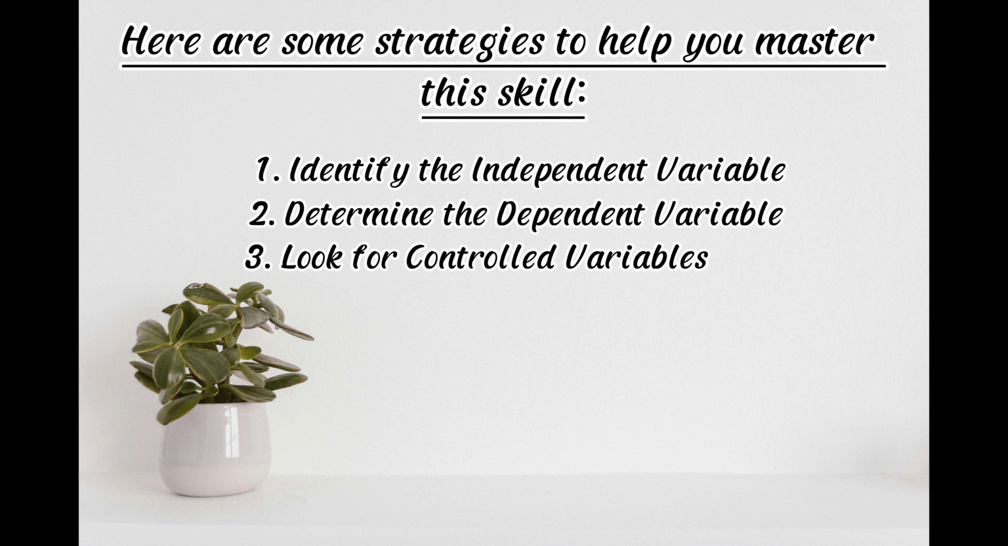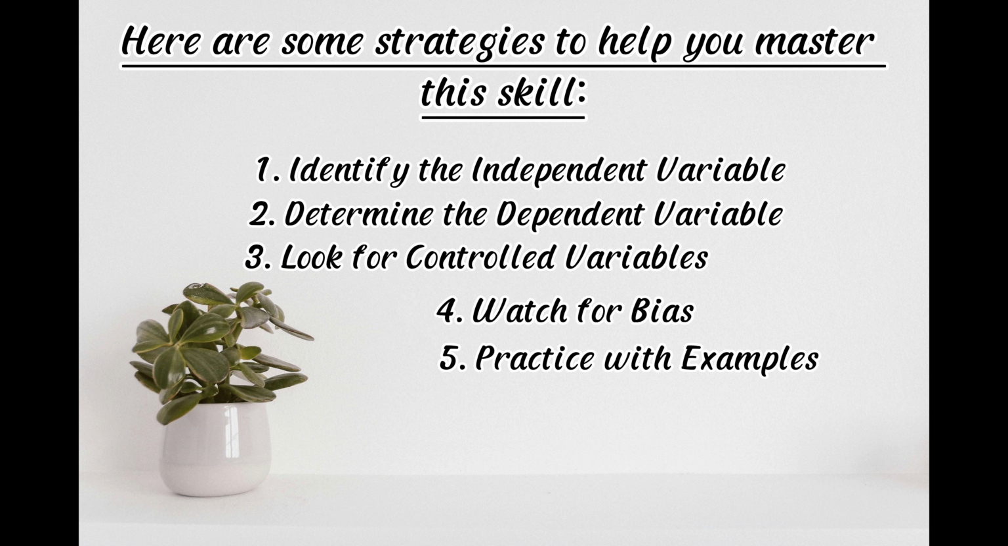3. Look for controlled variables. Are other factors being kept the same to ensure a fair test? 4. Watch for bias. Is there anything in the experimental design that could unfairly influence the results? 5. Practice with examples. The more you work through different scenarios, the better you'll become at spotting variables and potential biases.